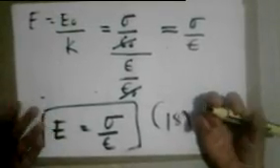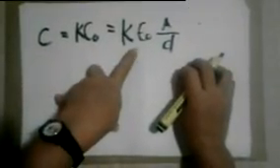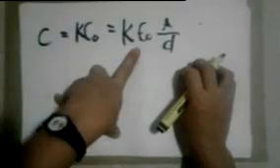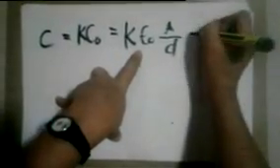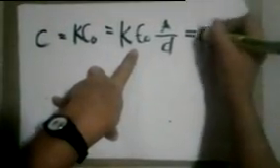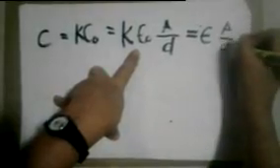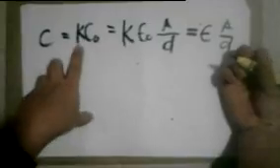So the capacitance when the dielectric is present is given by C equals K C naught equals K epsilon naught A over D, and since K epsilon naught is just equal to epsilon, or the permittivity, we can write this as epsilon A over D. This is the capacitance when the dielectric is present.